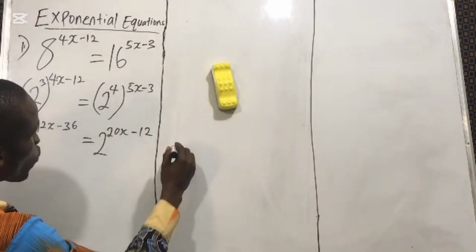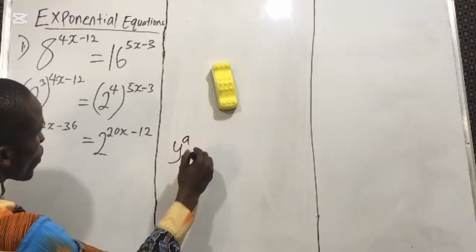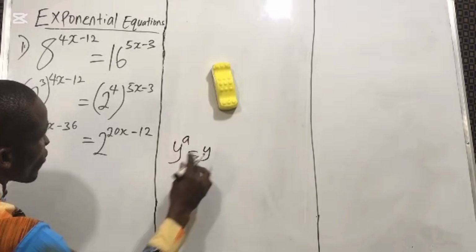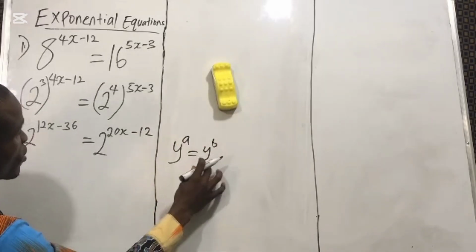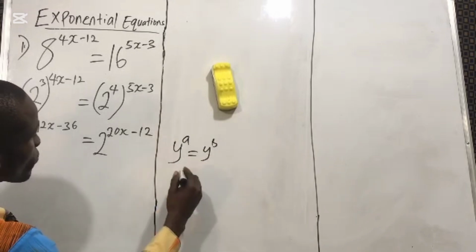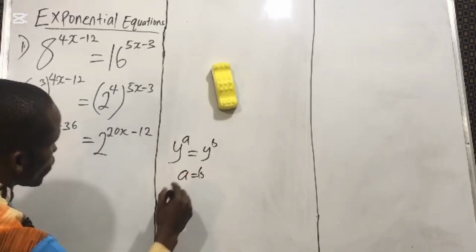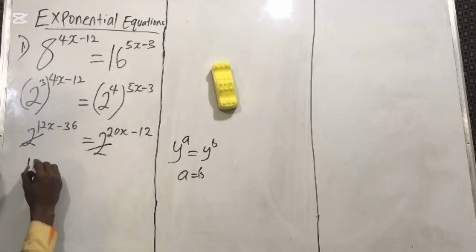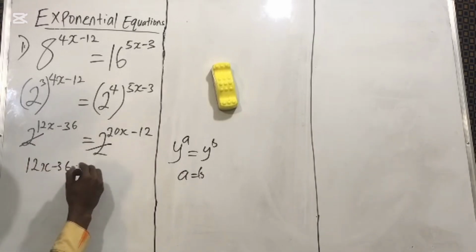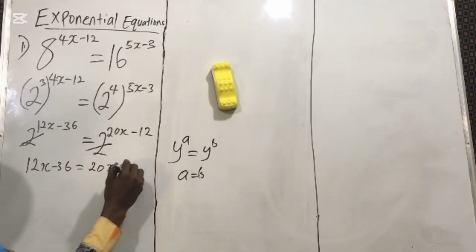At this point, from the law of indices, which states that when the bases are the same, the powers become equal. That is, if we have y to the power of a equals y to the power of b, since the base is the same, that implies that a equals b. So the 2s cancel, and we equate 12x minus 36 equals 20x minus 12.